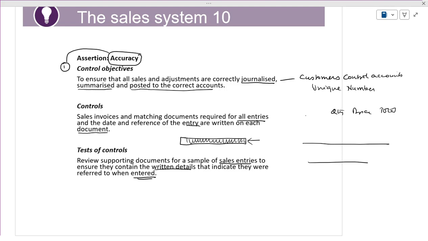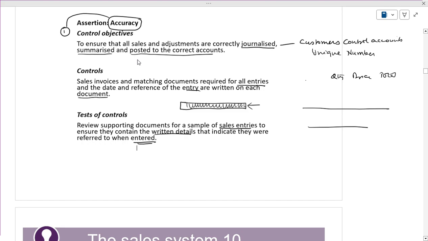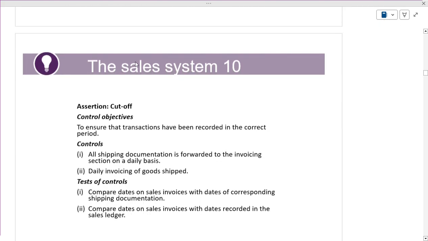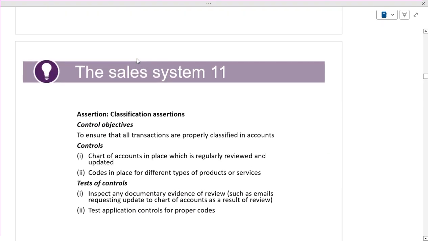Accuracy means whether it has been correctly classified. Classification is there, general entries, debits, credits, summary, and posted to the correct accounts as such. Fine. Accuracy only one. Okay. Next. We'll complete the sales systems.